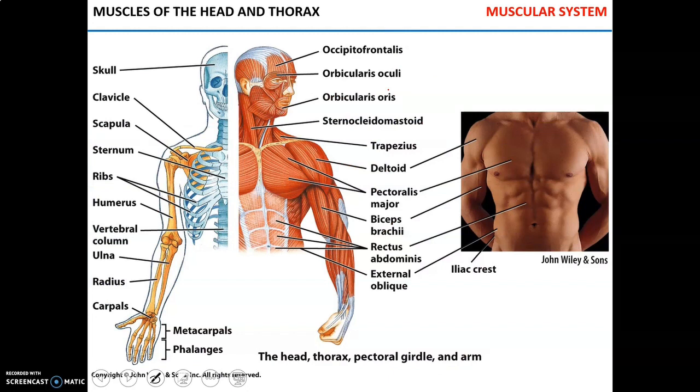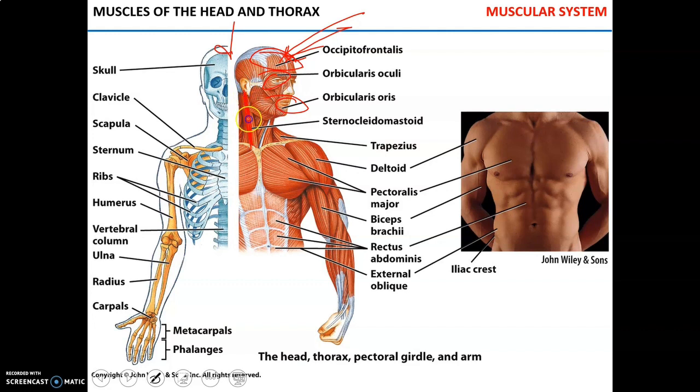Now let's address some of the anatomy of the muscles. So the frontal muscle on your head is occipitofrontalis. Occipitofrontalis actually has the frontal belly and occipital belly, front and back. So sometimes it's called the frontal belly of occipitofrontalis. The circular muscle around your eye that allows you to wink is orbicularis oculi, while the muscle that allows you to protrude your lips around your mouth is orbicularis oris.